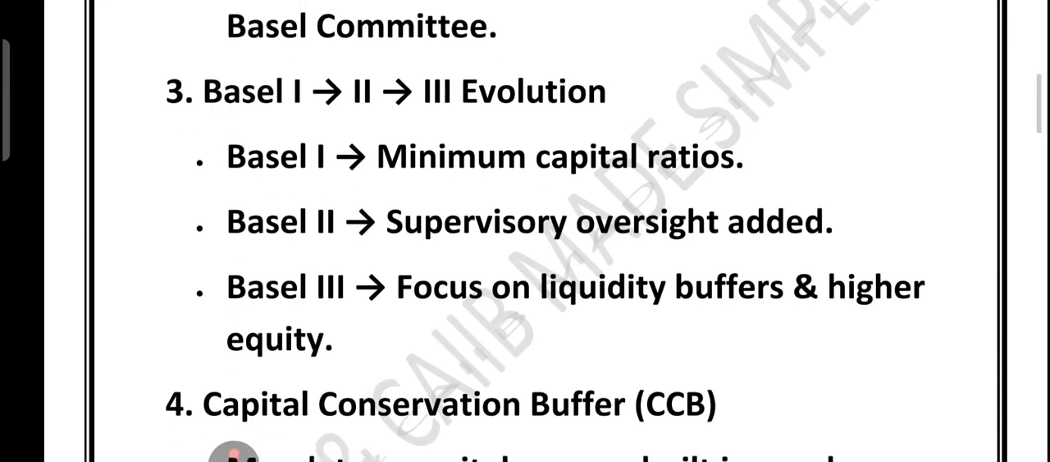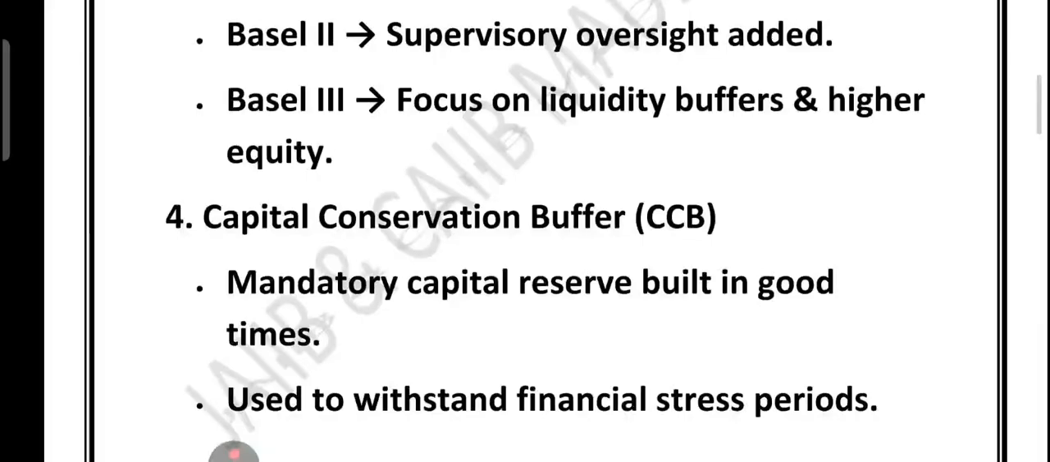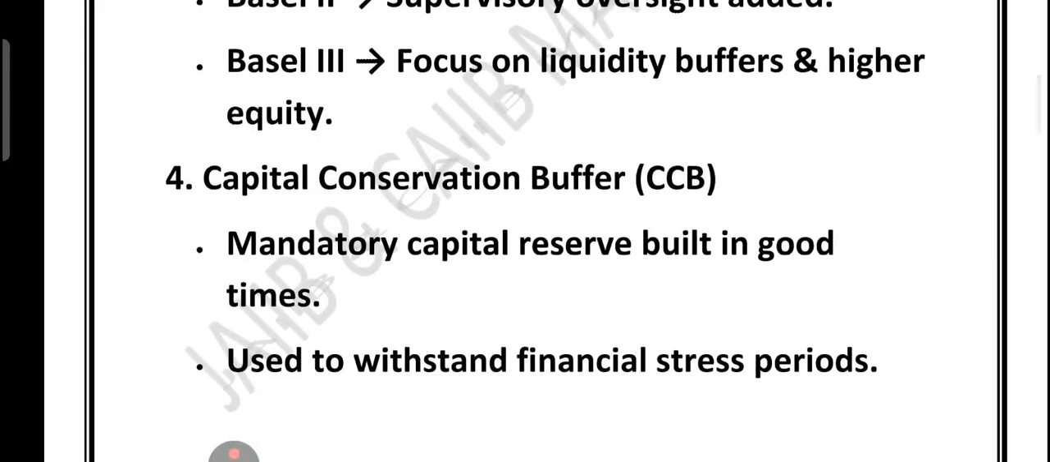Now friends, let's talk about the CCB, that's called capital conservation buffer. This is a mandatory reserve that banks build up during good times. It acts like a cushion, allowing banks to absorb loss and stay strong during financial stress or crisis periods.